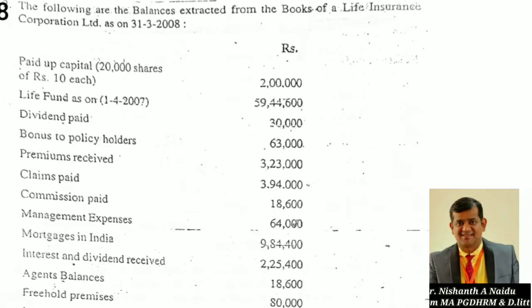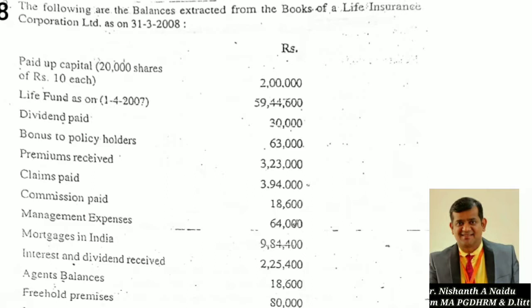Then claims paid. Schedule number 4. Correct. Then commission paid. So that comes under which schedule? Yes, schedule number 2. Then management expenses. Schedule number 3. Very good. Then we have mortgages in India. See, a mortgage is nothing but loans. So loans and advances. So that is schedule number 9. Very good. Then interest and dividend received.